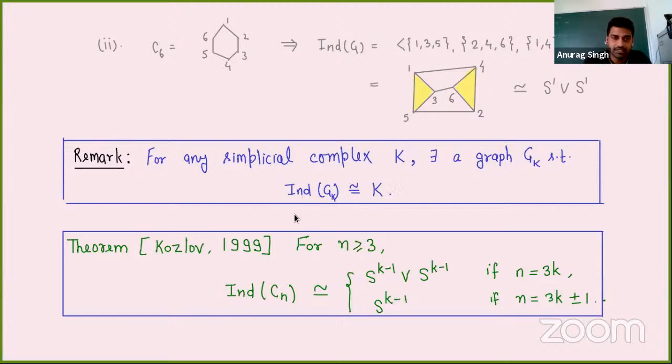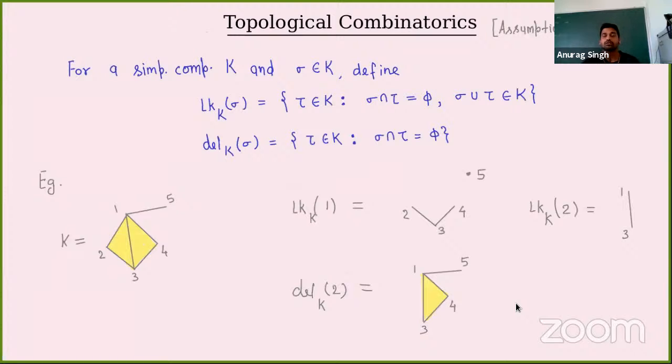And the first result in this direction was due to Kozlov in 1999, where he found the homotopy type of independence complexes of cyclic graphs. He showed that the independence complexes of cyclic graphs are homotopy equivalent to a wedge of spheres. This notation is wedge, where you take two complexes and join them at a point only. It's like this. So these are the independence complexes.